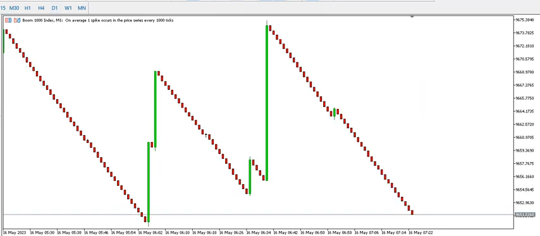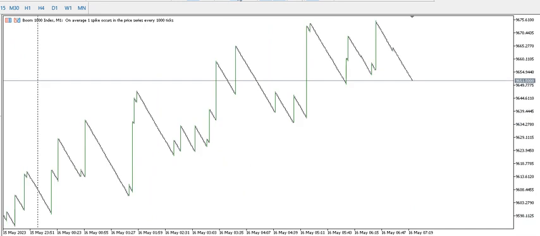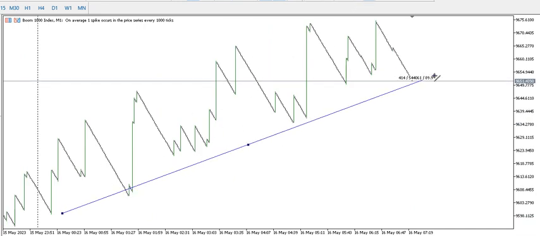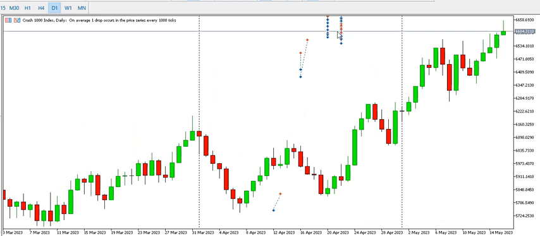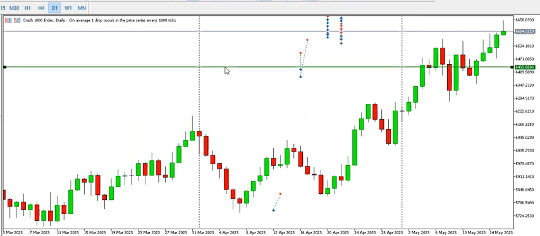On the 1 minute time frame, what do we have? We have on the 1 minute time frame, price is buying, it's going up, it's buying, and ranging currently. That's boom 1000 index. Let's look at crash 1000 index.